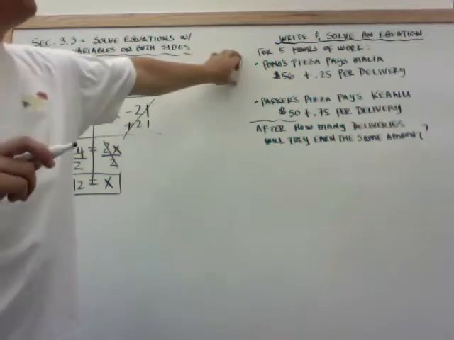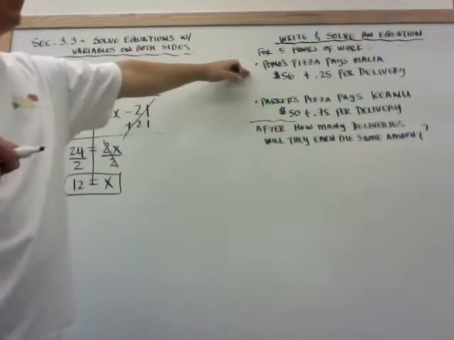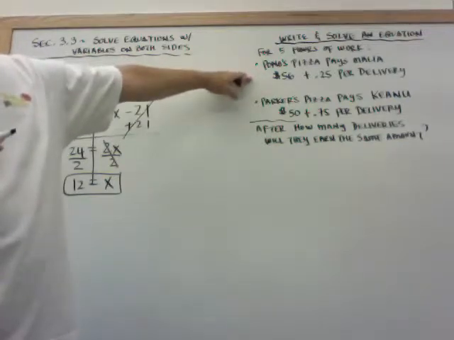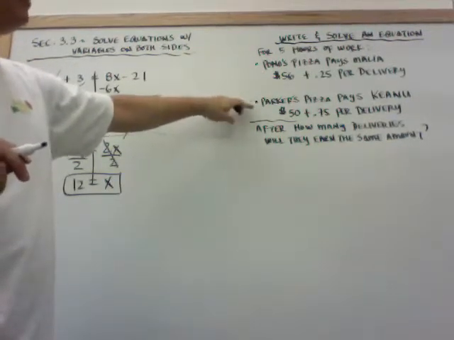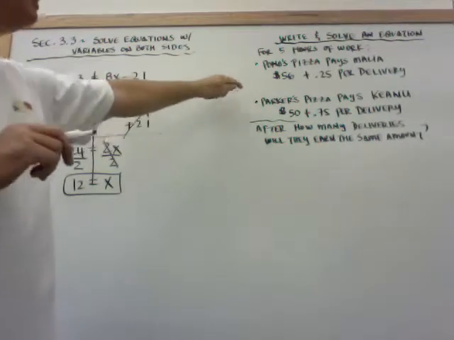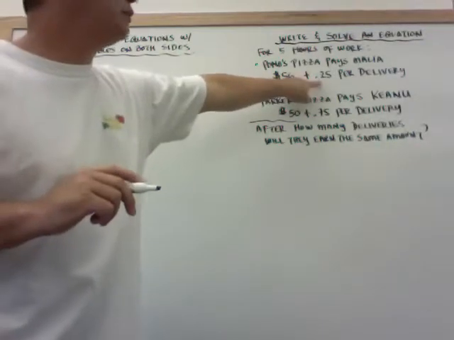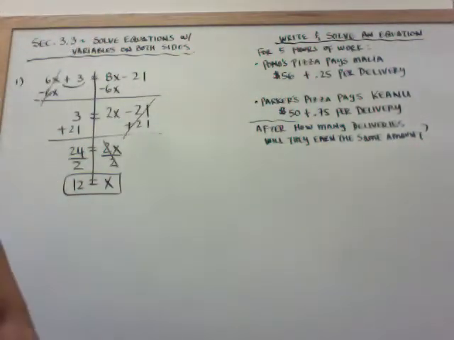Here's how you write and solve an equation. So for 5 hours of work, Pono's Pizza pays Malia $56 plus 25 cents per delivery. Whereas Parker's Pizza pays Keanu $50 plus 75 cents per delivery. So you can see one starts with more money but gets less per delivery. This one starts with less money but you get more per delivery. After how many deliveries will they earn the same amount?